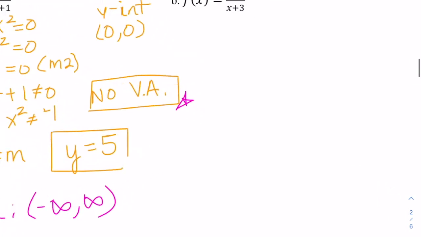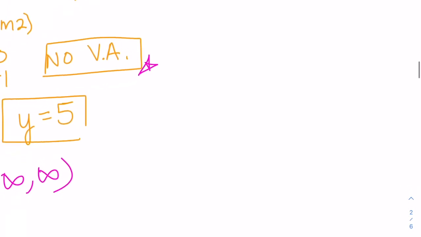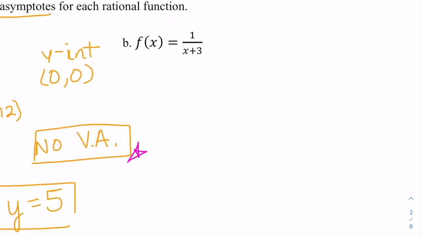Now let's look at the second one, 1 over x plus 3. Well, you can see right away that if we were going to try to find the zeros, there would not be any because 1 does not equal 0. We set the numerator equal to 0, so there'd be none there. And if we plugged in 0 to find the y-intercept, that'd be 1 over 3.